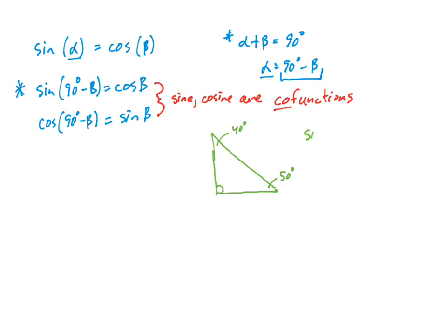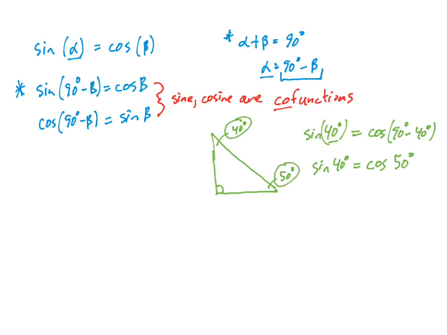So what that means is the value sine of 40 degrees is equal to cosine of 90 degrees minus this given angle, which is 40 degrees. So sine of 40 degrees is equal to cosine of 50 degrees. So sine of this angle is equal to cosine of this angle.